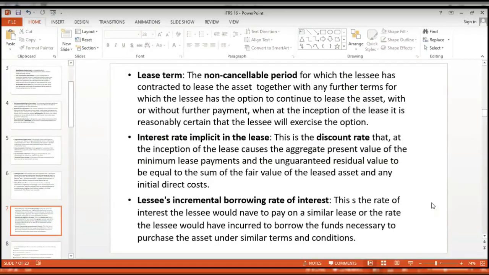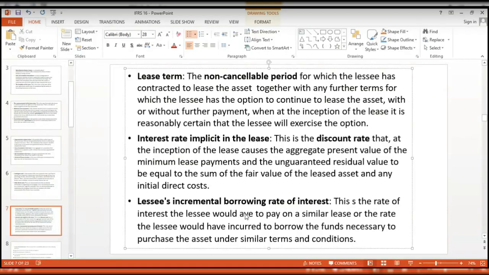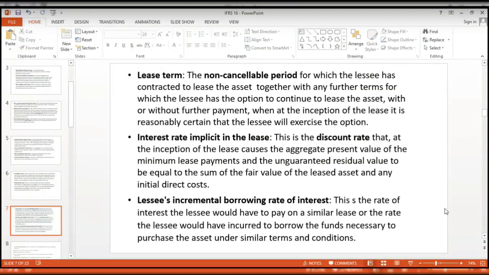Then we have lessee's incremental borrowing rate of interest. This is the rate of interest the lessee would have to pay on a similar lease, or the rate the lessee would have incurred to borrow the funds necessary to purchase the asset under similar terms and conditions.